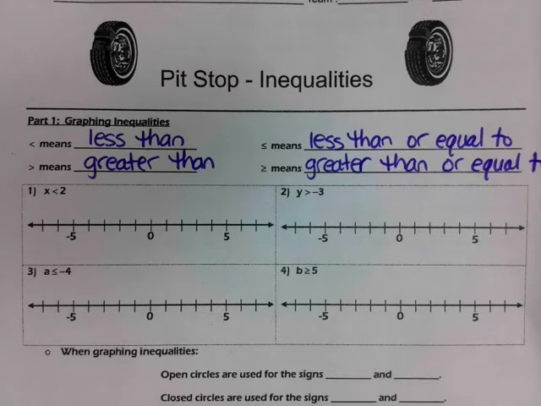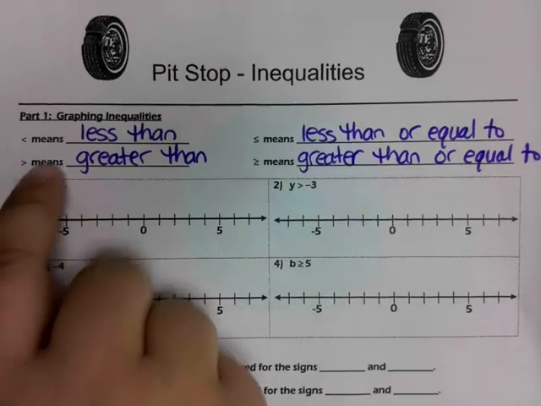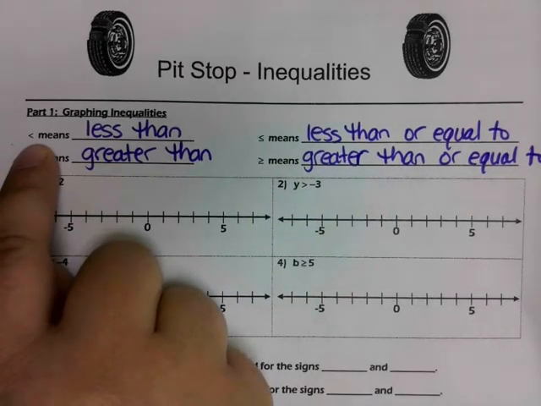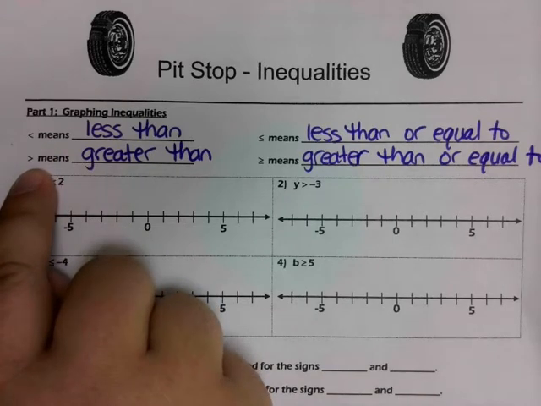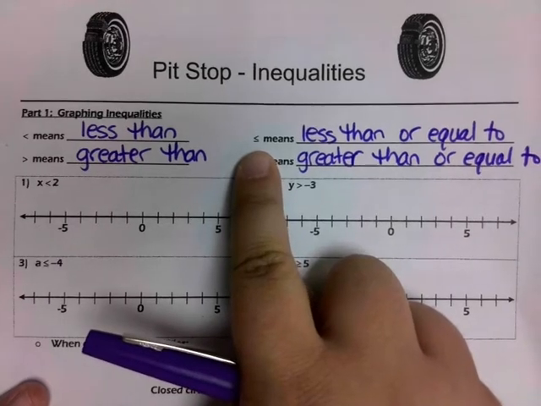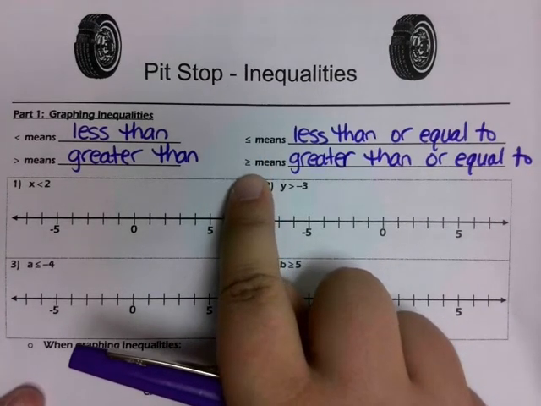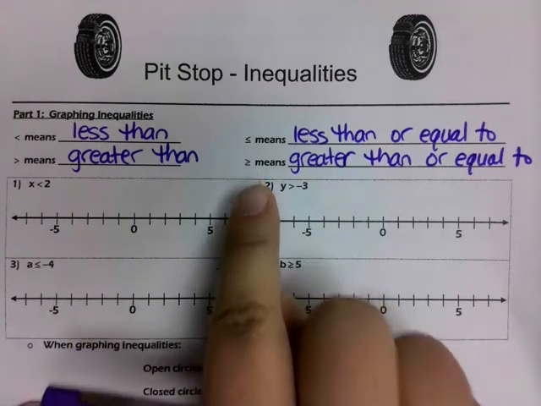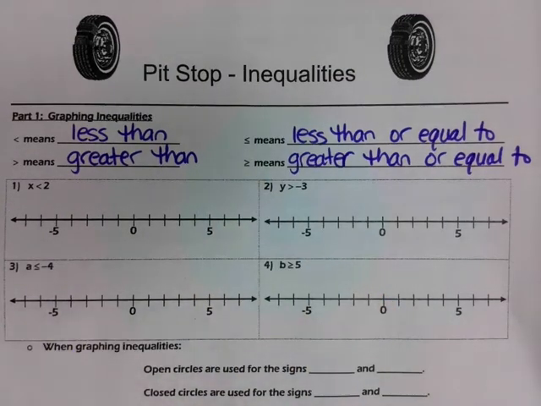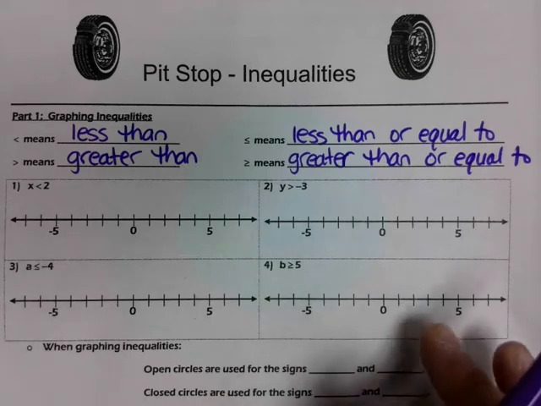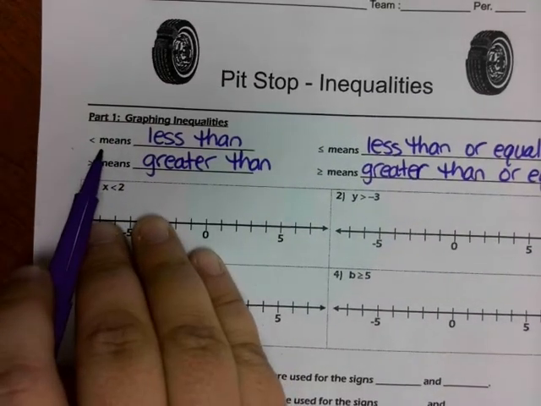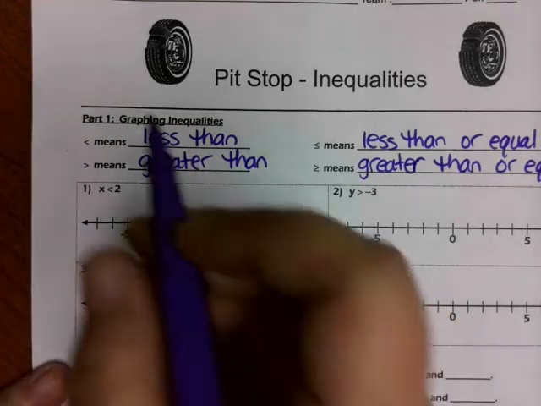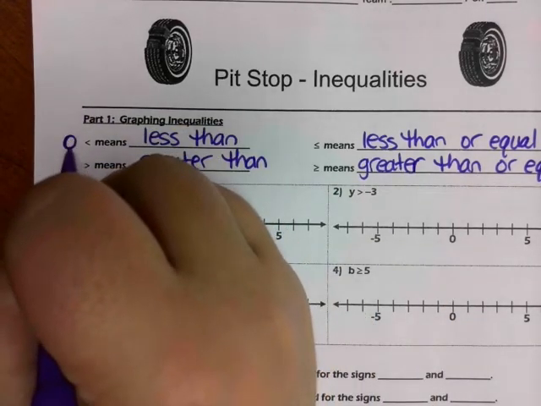First of all, let's review what these symbols actually mean. So this symbol right here is the less than symbol. This one is the greater than symbol. We have less than or equal to, and then greater than or equal to. Now, whenever we're graphing these, each of these has a different circle on the number line. So if we were graphing an inequality that had the less than or greater than symbol, we would put what is called an open circle.